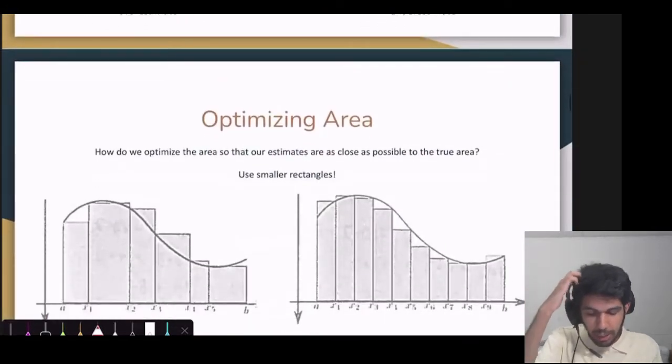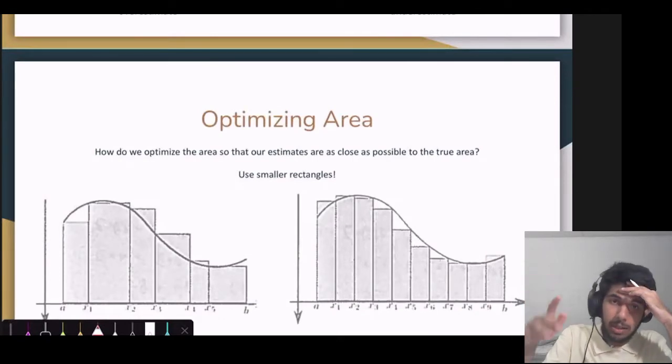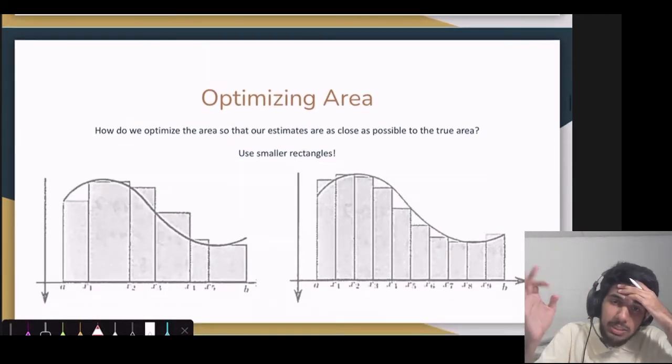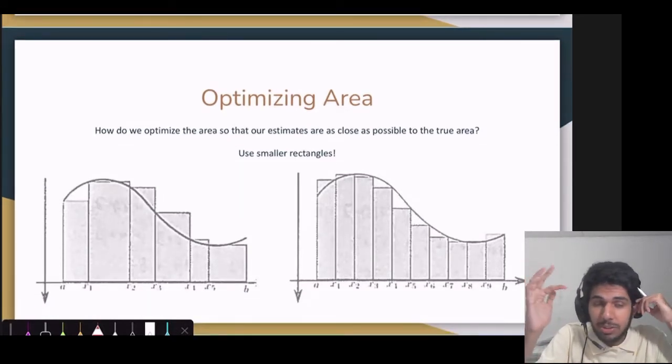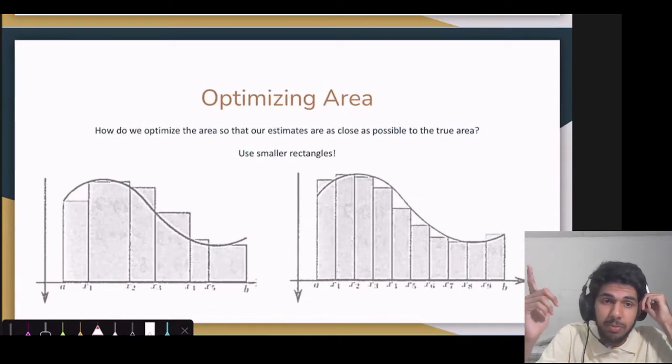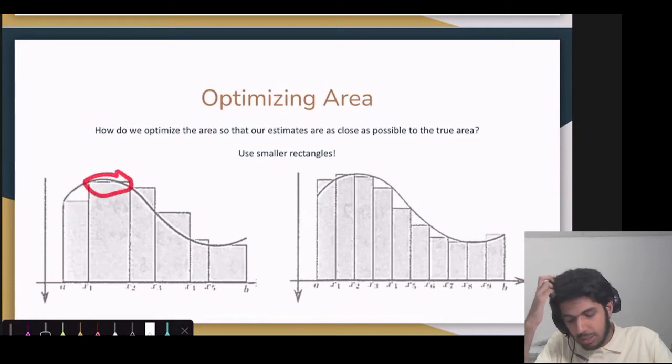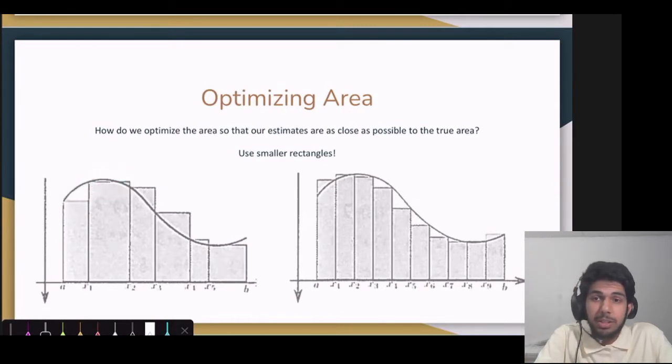So how do we optimize the area? I mean, we're still doing an estimate, but we want the estimate to be as close as possible. So how can we optimize the area so that way we're as close as possible to the true area? The simple solution is we just use smaller rectangles, right? When we have these large width rectangles, we miss out on a lot of area because we have less liberty with the rectangles that we're using because they're just taking up so much space.